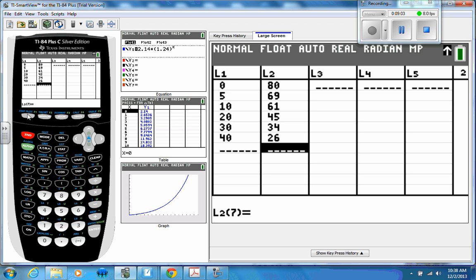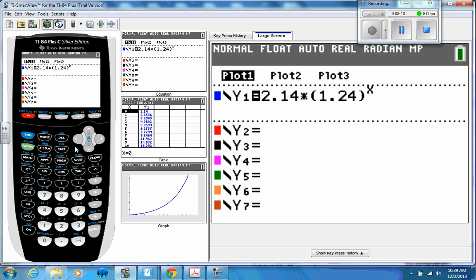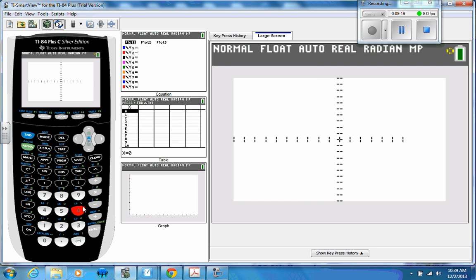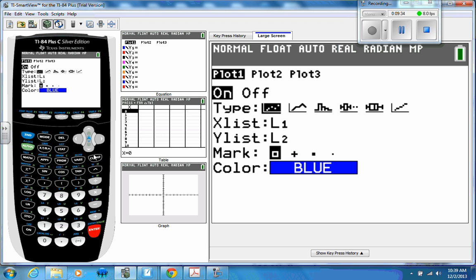So if we go to second function y, we're going to plot our data on our scatter plot. We're going to go to y, and we're going to wipe out this equation from the previous example. And if we go to our graph, we won't see anything. So you're going to have to hit zoom and then zoom 6, which brings it to the axes where 0, 0 is in the middle. And if you go to the graph, you still don't see the curve for the water. Second function, go to plot is on, enter.